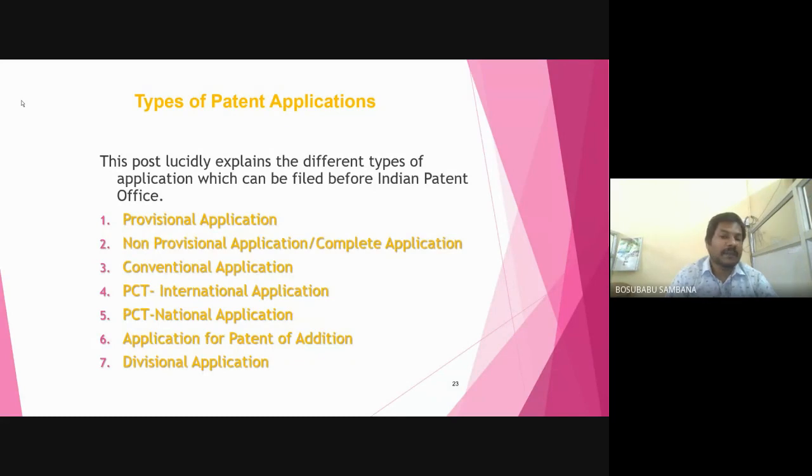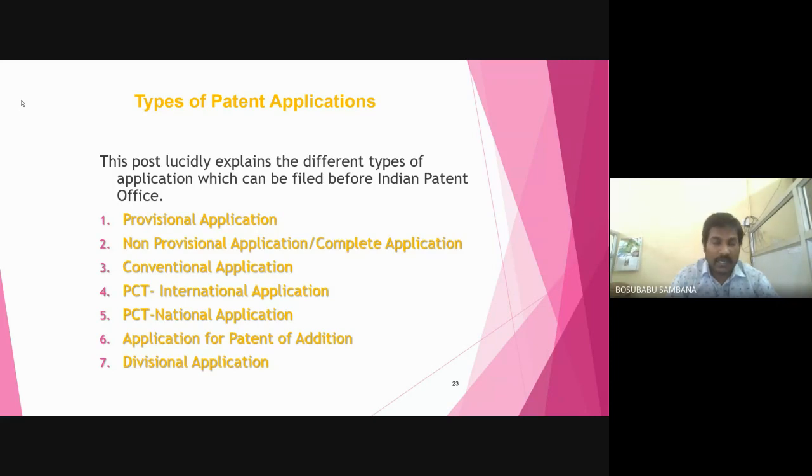Types of patent applications. Patent applications are mostly categorized into seven types. First one, provisional application. Second one, ordinary application, also called non-provisional application, complete application, or conventional application. Then the PCT international application. PCT means Patent Cooperation Treaty. It is an agreement, generally called WIPO PCT international application, and another one is the PCT national phase application.